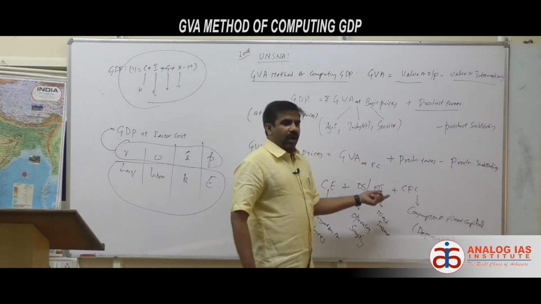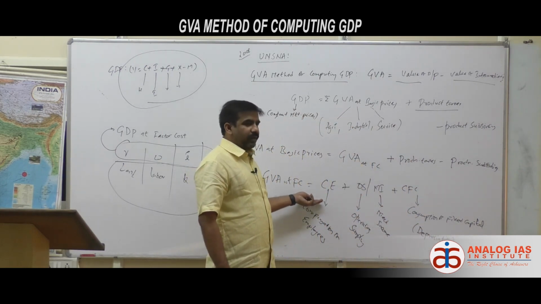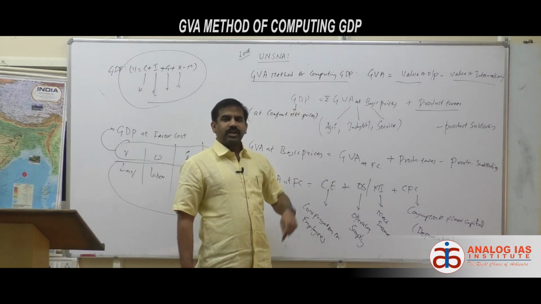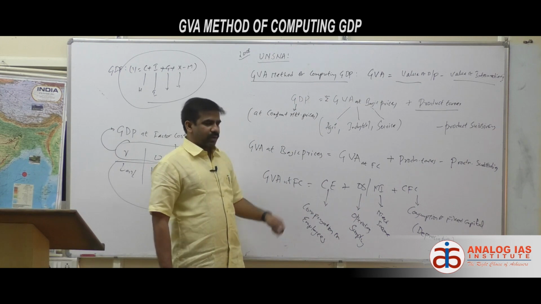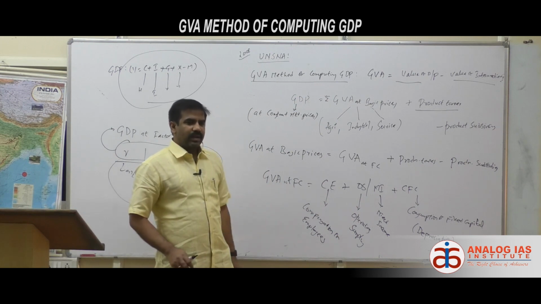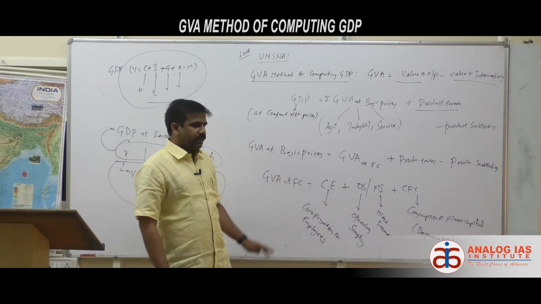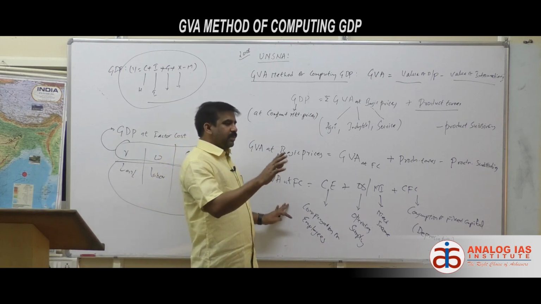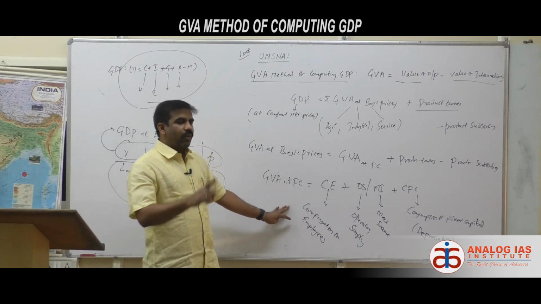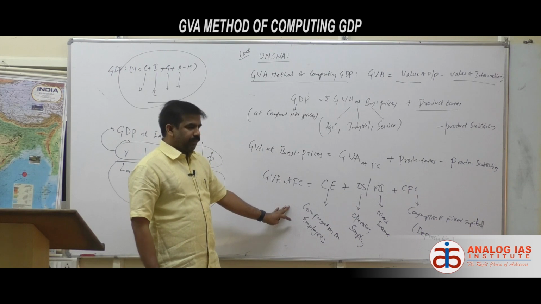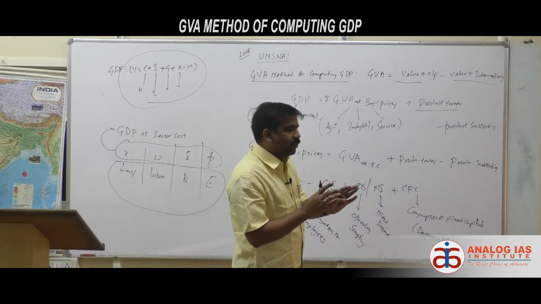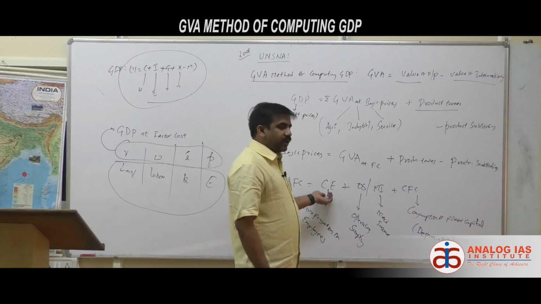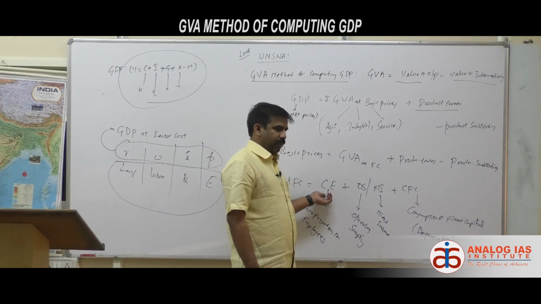Okay, so now let's look at this particular level and try to understand how GDP is calculated using GVA at factor cost. Let's say, friends, the same HPCL, let's take the same example, is producing 1 liter of petrol. In the process of producing it, it has to pay a certain amount of wages. That is the compensation of employees.